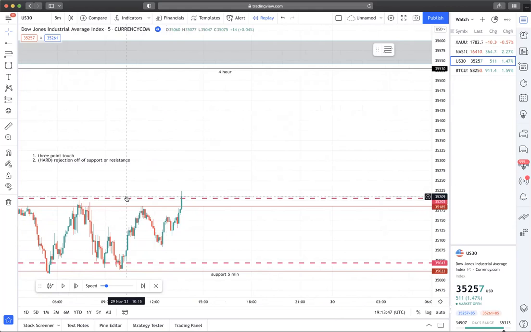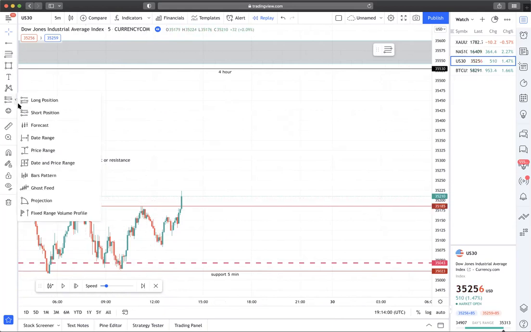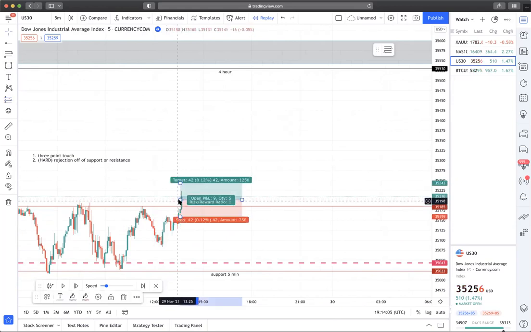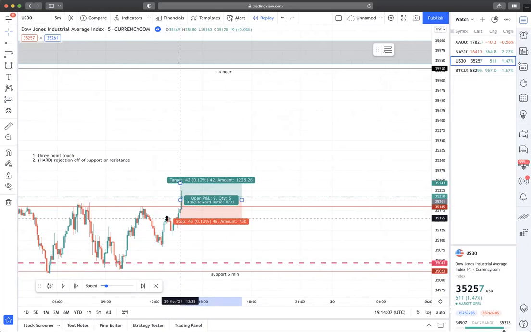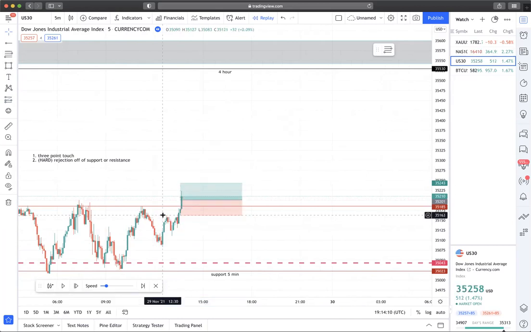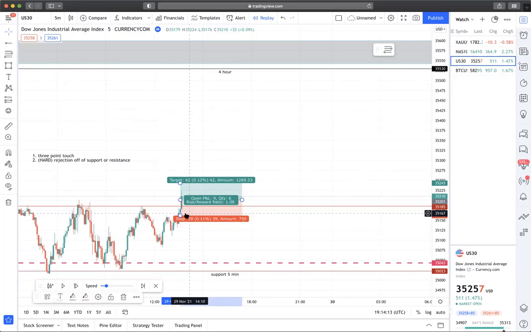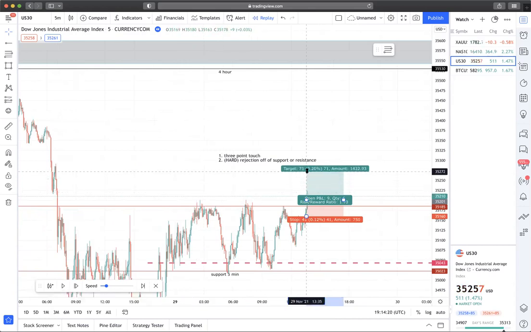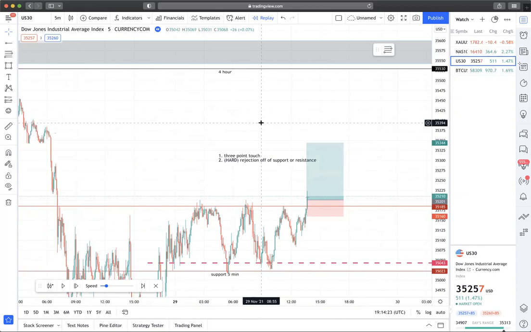Now we have a breakout. So at that point, it can retest, but since that was so strong, I would go in for a buy at the point that it had passed there. I would go in for a buy and I'll place my stop loss below the previous candlestick. And then my take profit would be the next area of resistance.